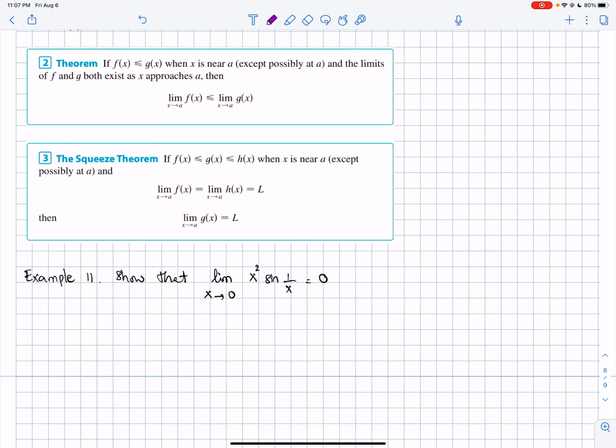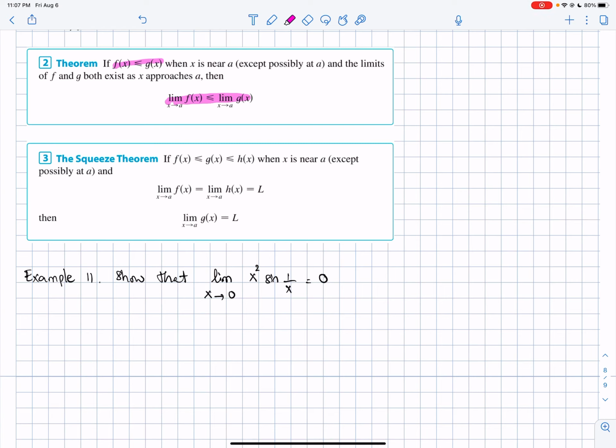We have two additional theorems in this section. Theorem number 2 says that if we have the function f less than the function g, then the limit of the function f will be less than the limit of the function g when x approaches a. And of course, both functions f and g have to be well defined at a.